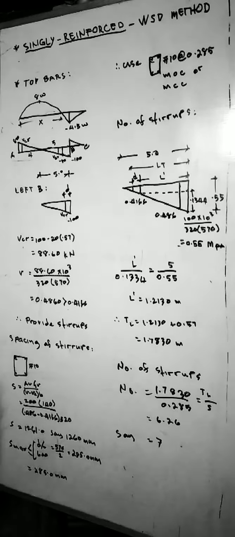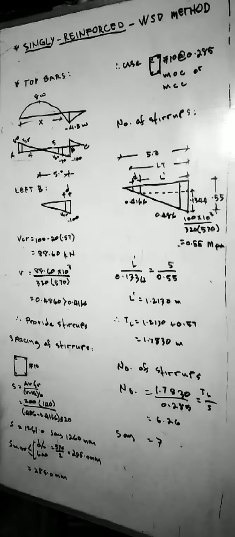We have two legs. Number 10 has a cross-sectional area of 100, so 100 times 2 is 200. The Fb is the specified tensile strength of this steel bar, which is 140. The actual shear minus the allowable, times 320, the base, will give us 1261.0, say 1260 millimeter.